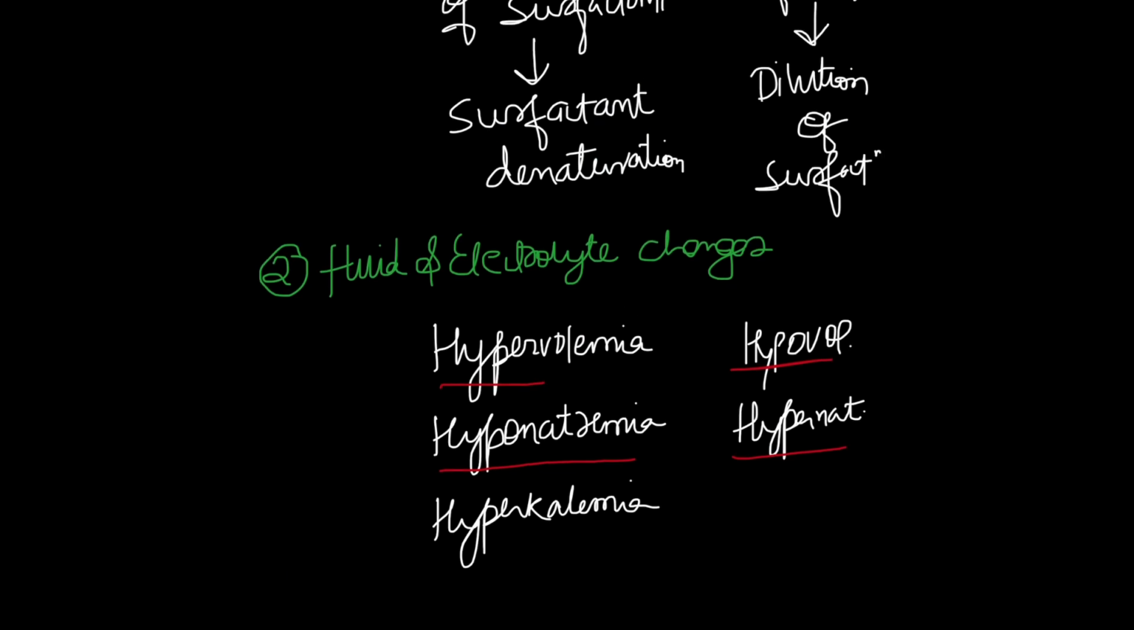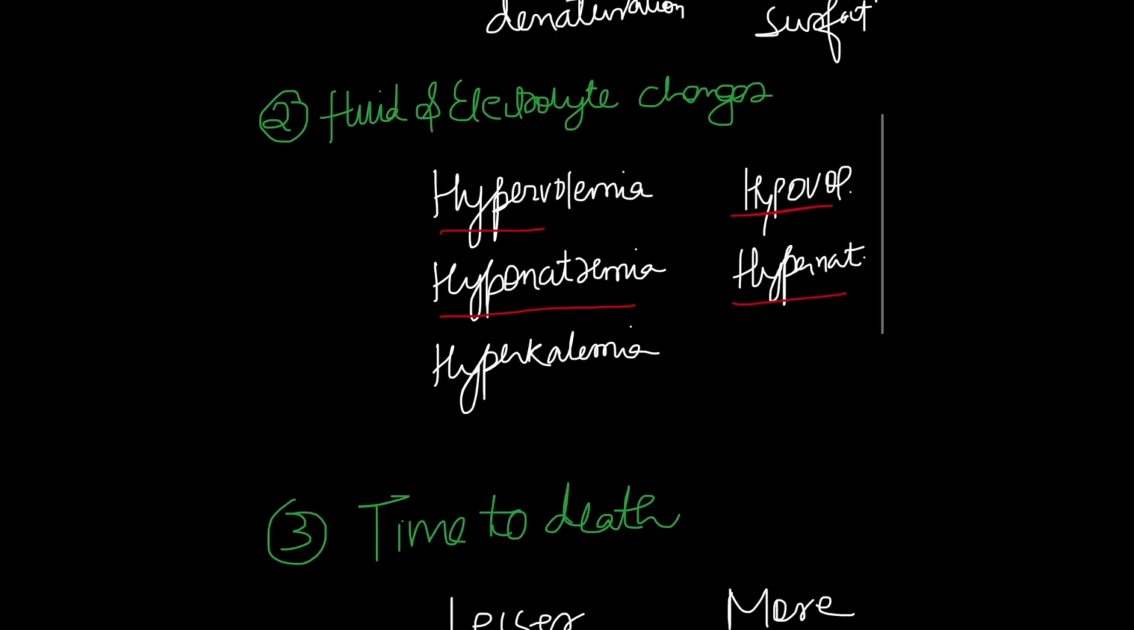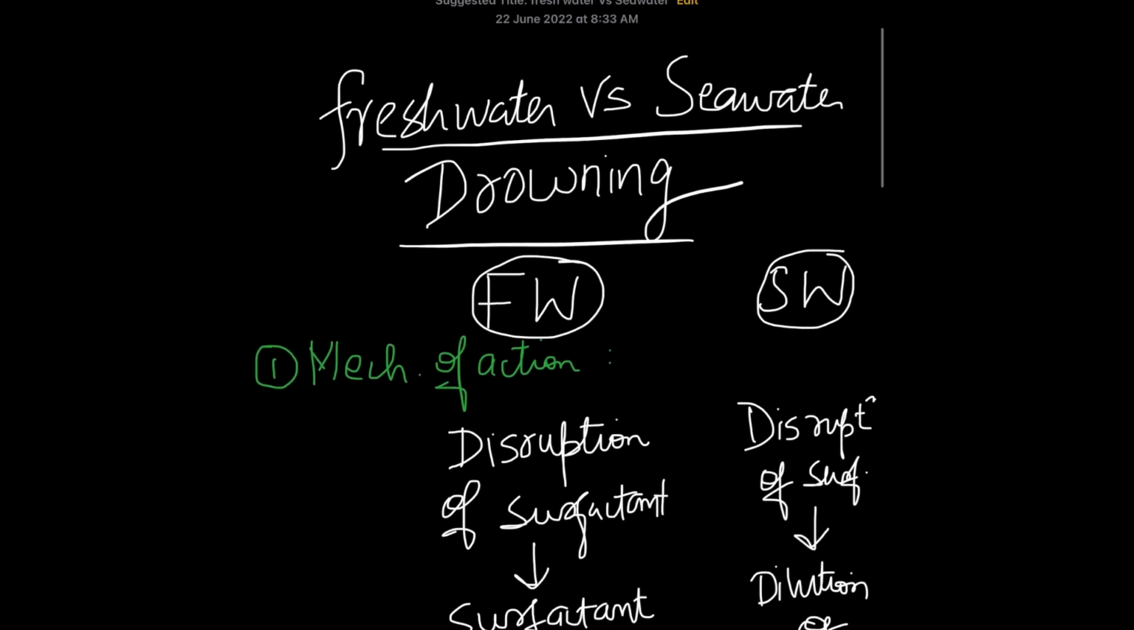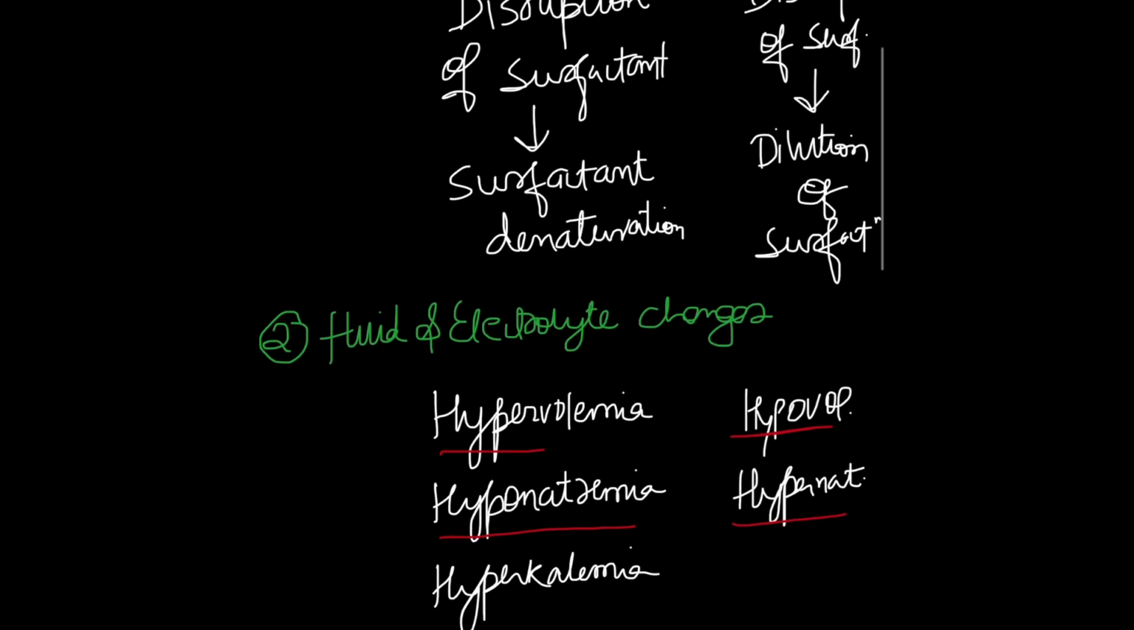Now coming to the third point, which is time to death, that is the time taken for a person to die in fresh water versus in seawater. So in fresh water the time is lesser, it is only 4 to 5 minutes, while in seawater it is more, 8 to 12 minutes. In fresh water it is less because of the hyperkalemia occurring. So this is all about seawater versus freshwater drowning.